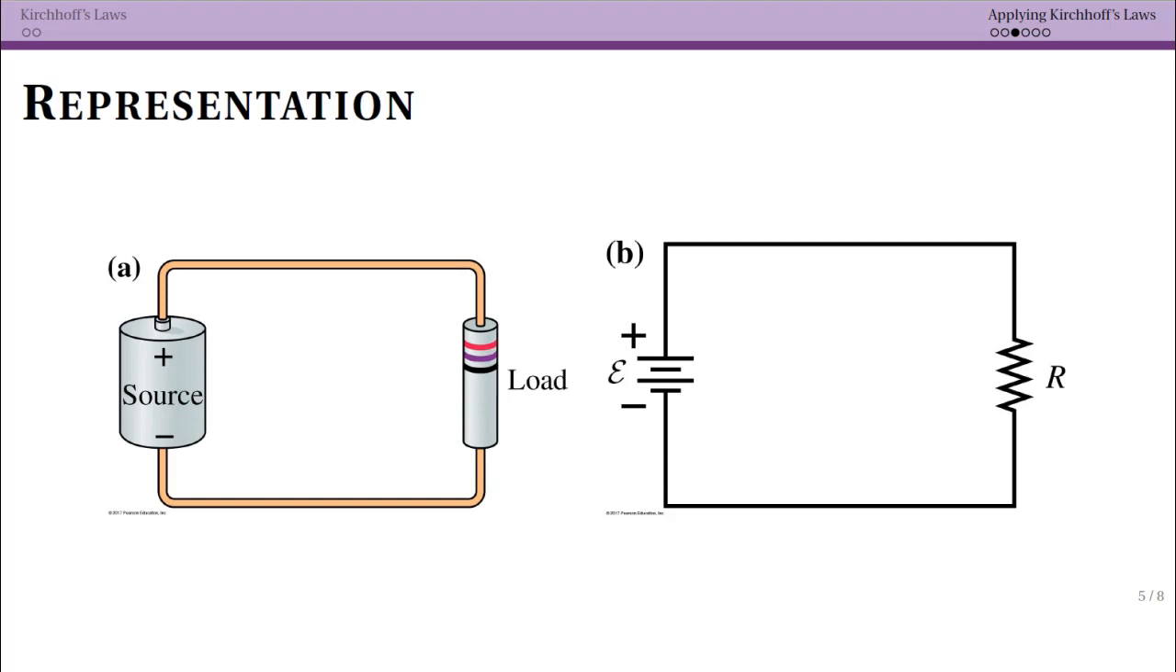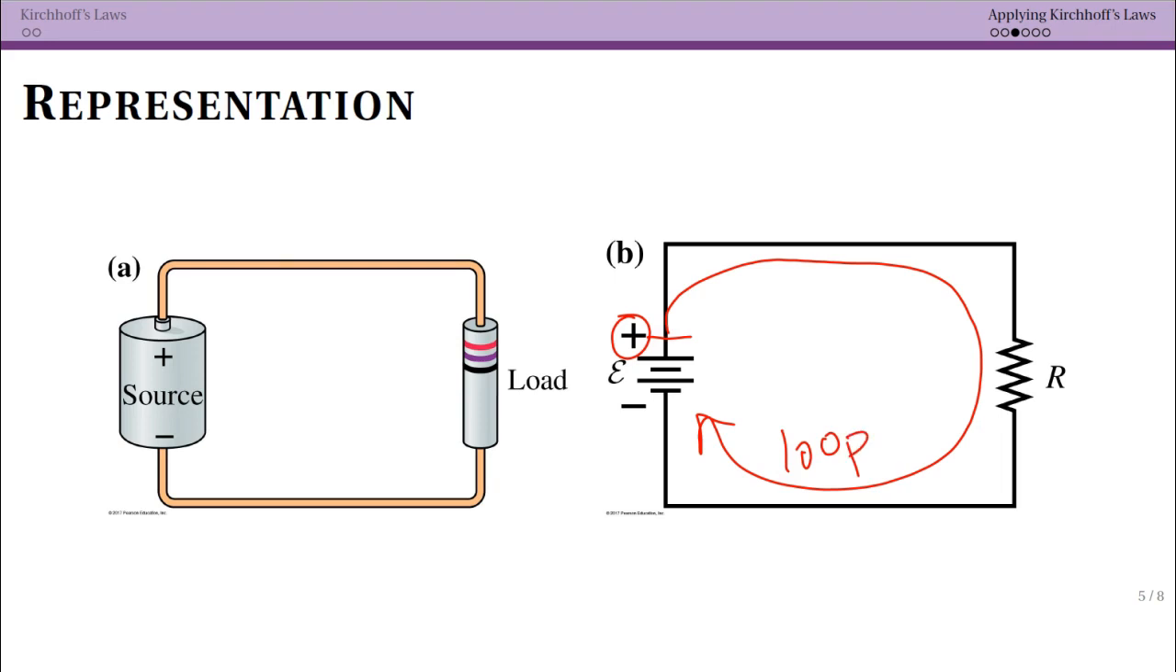Okay, the first step is to draw a picture. In this case, this would be like our real circuit, and then this is our very simple circuit diagram. So the first thing to notice is that we have a loop. Again, I recommend starting at the positive terminal of our battery, and so this is our loop, right?